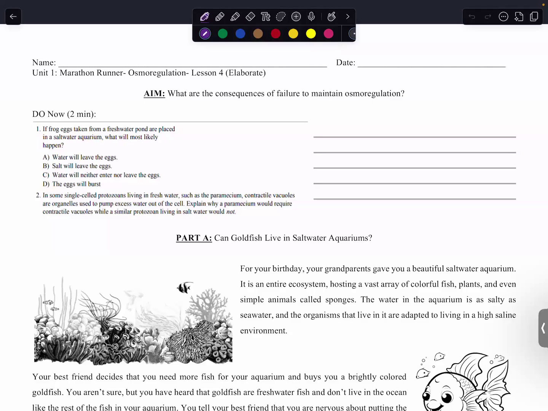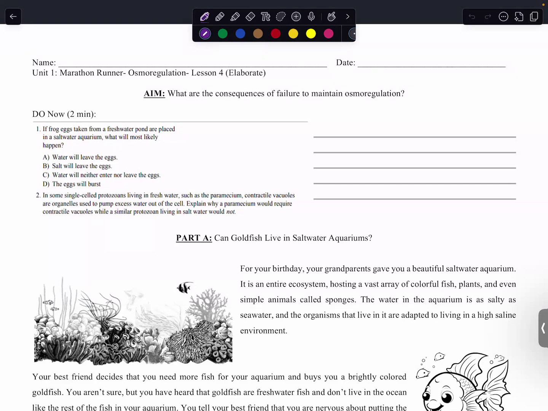All right, everyone. So we have finally embarked upon our last lesson in the marathon runner before your performance task and your final performance task. This is it. We need to figure out what happened to runner 0358. All right, and we're going to do that with this elaborate lesson. So we're just going to elaborate on things that we've been discussing and talking about and maybe some new concepts. All right, so this is a very important lesson. So make sure that you are locked in.